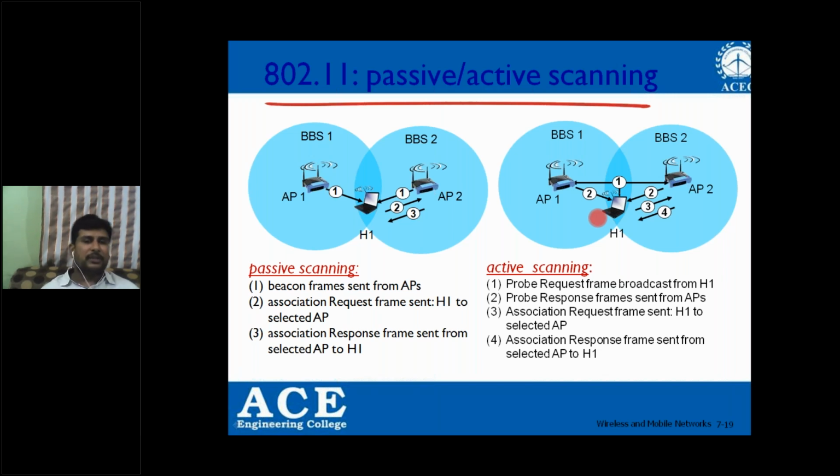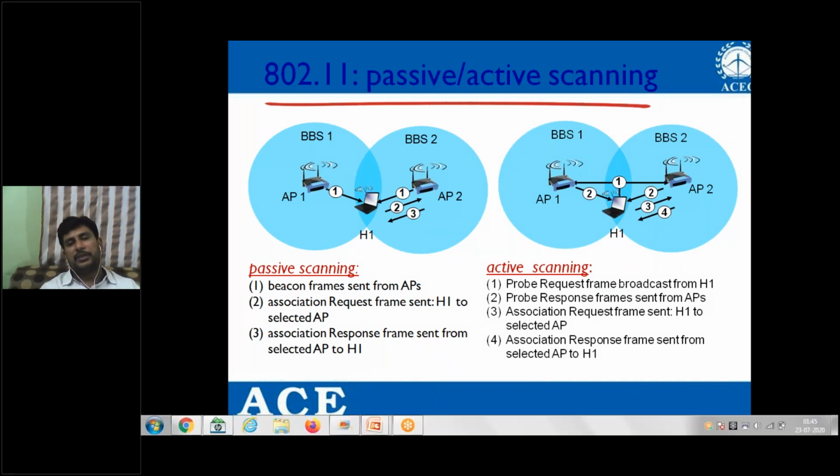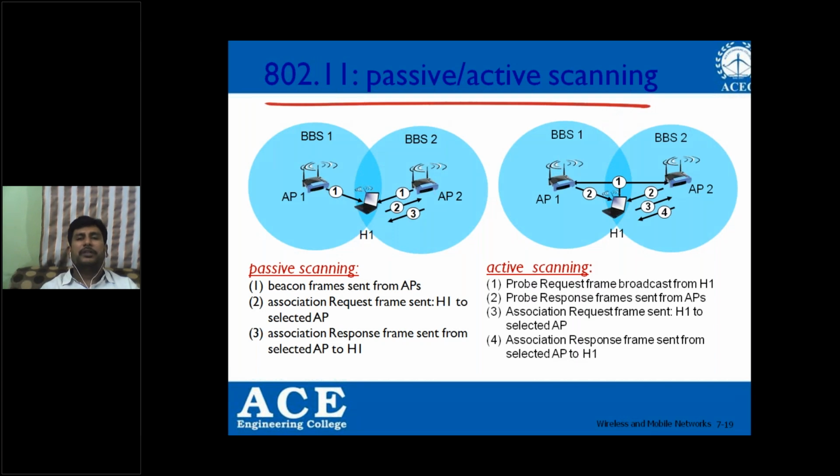Now, an initiation for a connection establishment called association, if done by the base station, we call it passive scanning. If it is done by the mobile host, it is called active scanning. Okay, this is how we make an association between the base station and the wireless host. I hope this is what we have for our discussion.